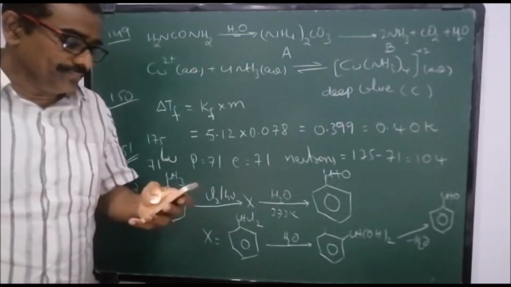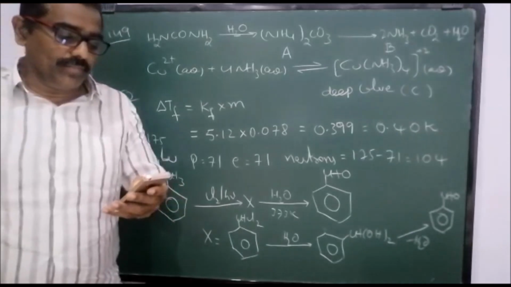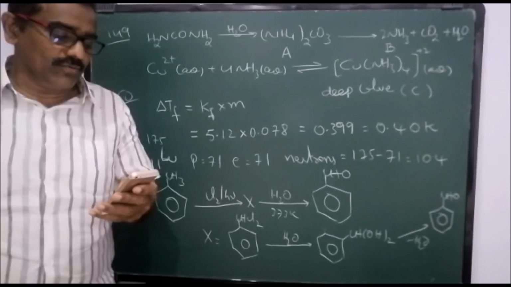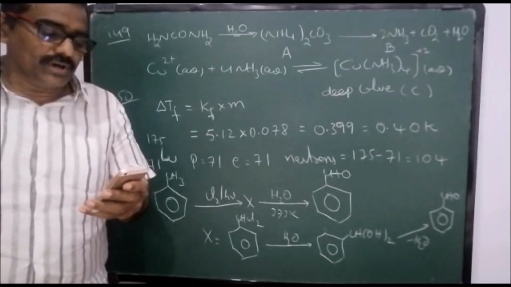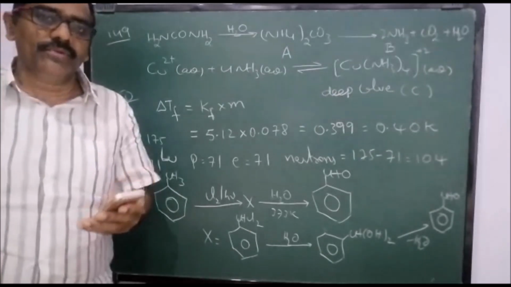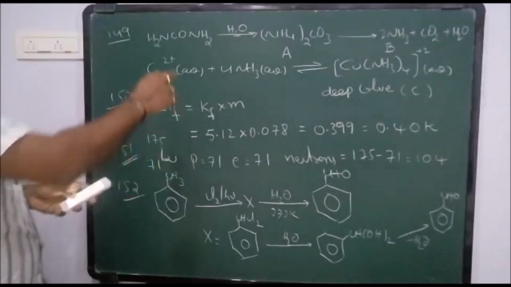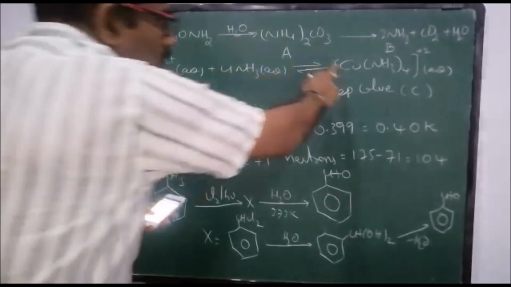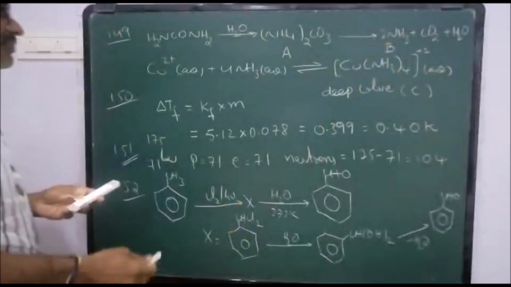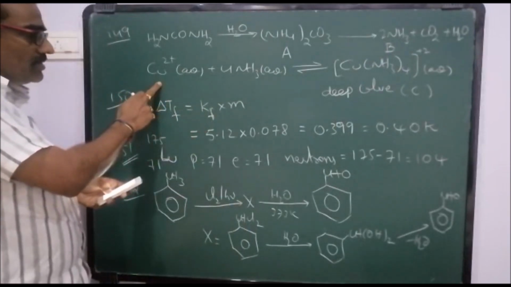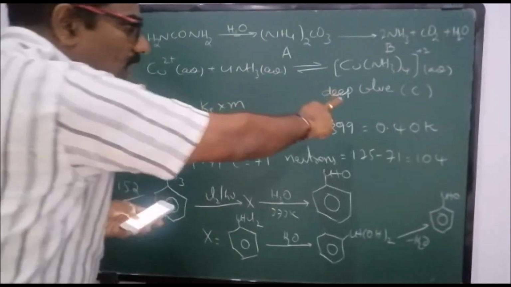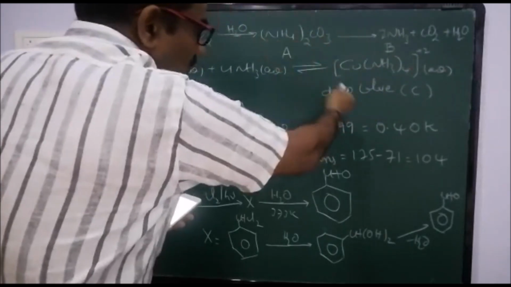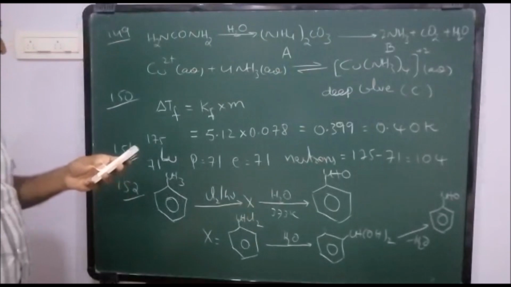Question number 149. Urea reacts with water to form A, which will decompose to form B. B when passed through Cu2+ aqueous solution, a deep blue color solution of C is formed. What is the formula of C? Urea reacts with water to form ammonium carbonate, which can further decompose to give ammonia, that is B. When ammonia is passed through aqueous solution of Cu2+ ions, then a deep blue color complex of tetraamminecopper(II) ions is formed, the complex species.